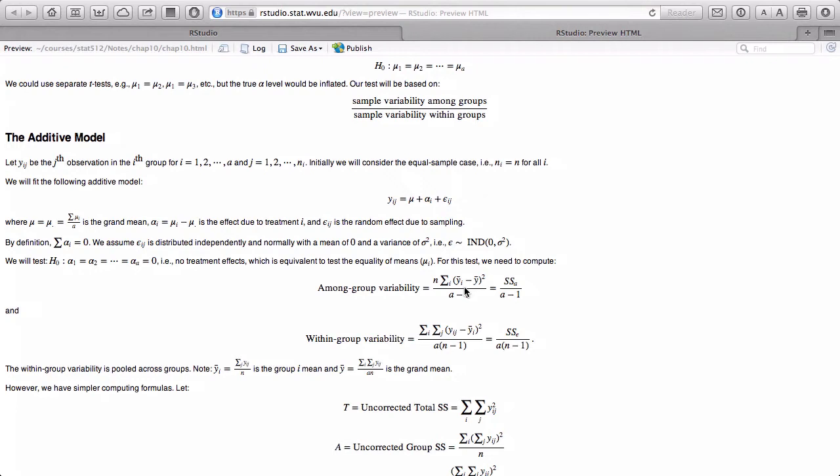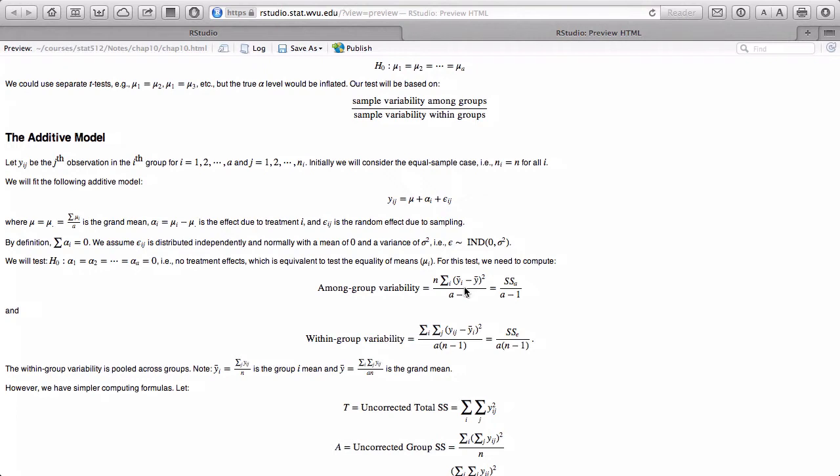And the reason we have to multiply by n is because the variance of a mean is sigma squared over n. And in order to compare that to the bottom one, we have to get rid of that n in the denominator. So if you remember early on when we were talking about chapter 8 and we had y bar, the variance of y bar was sigma squared over n.